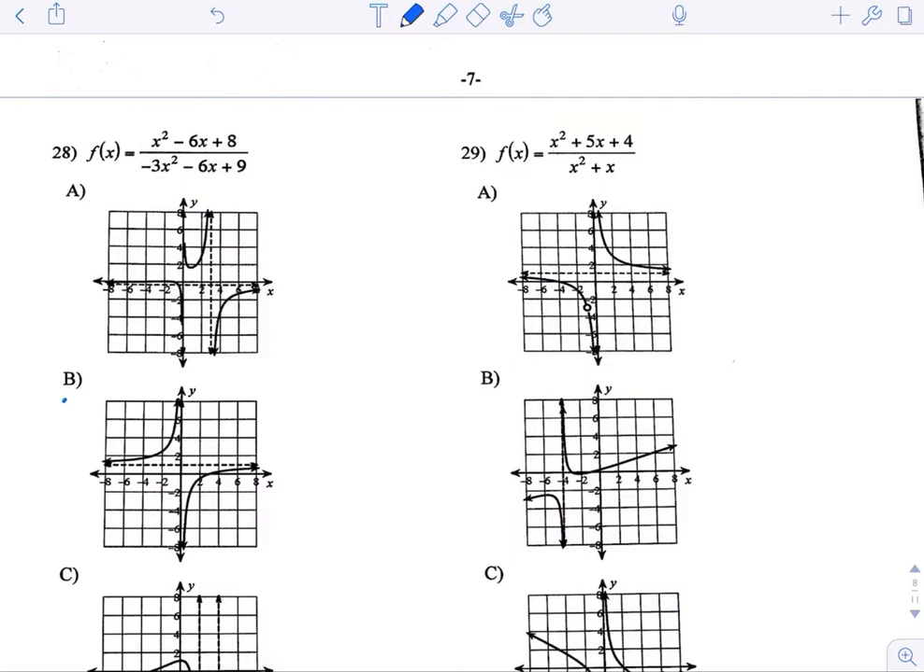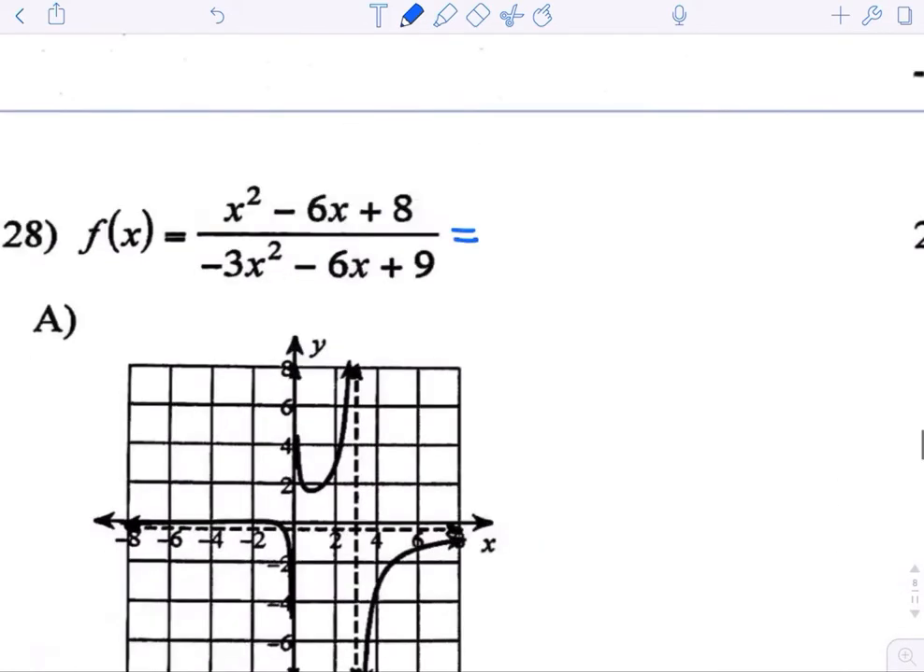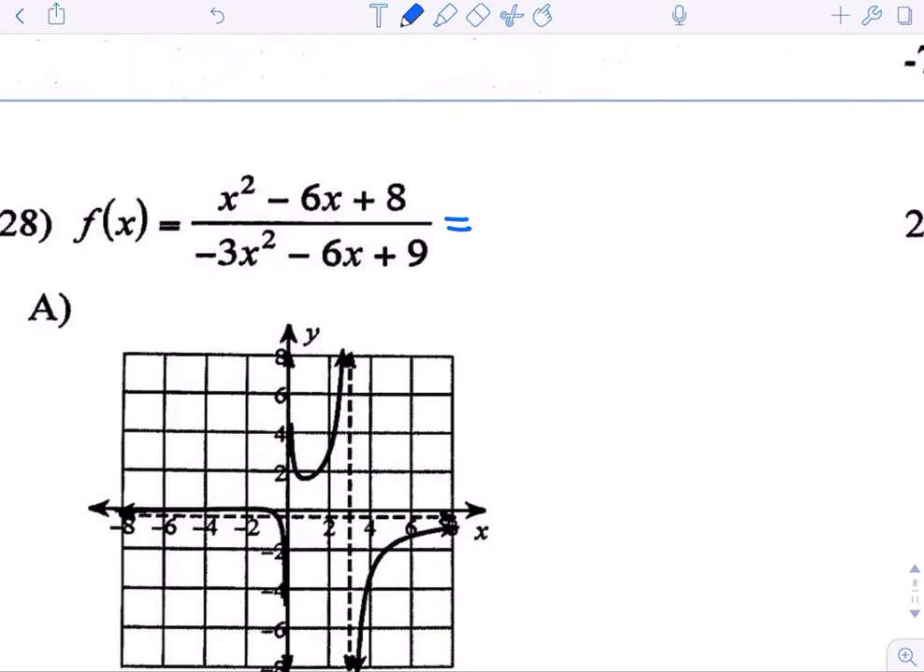Alright, so for these, you guys just have to factor out everything, and then we'll get information from there. So the top factors into x minus 2 and x minus 4. If you want to see that, it looks like this. 8 on top, negative 6 on bottom. Two things that multiply to 8 and add together give you negative 6. That would be negative 2 and negative 4.